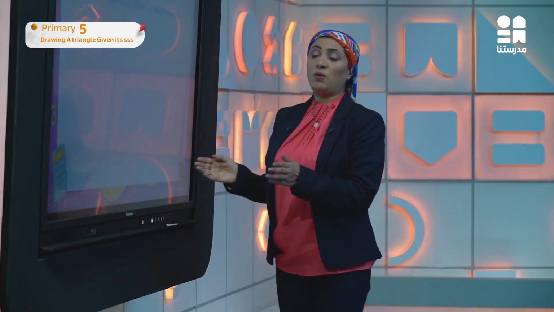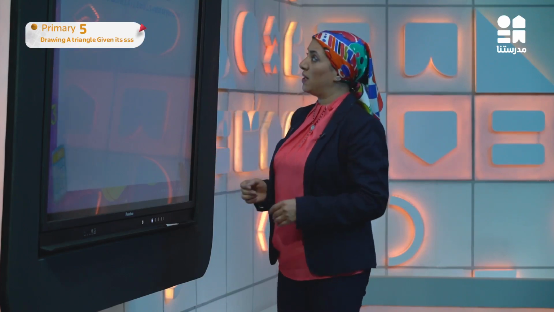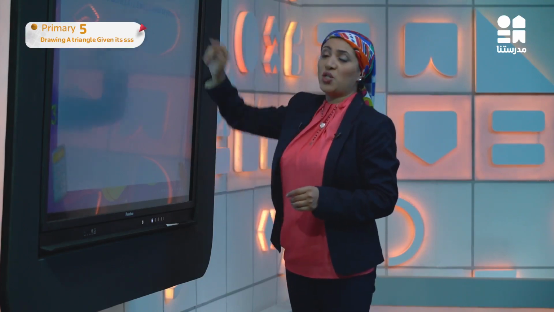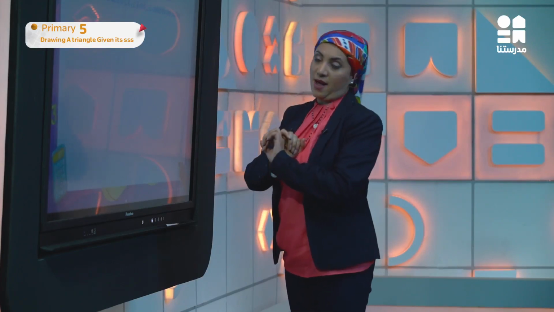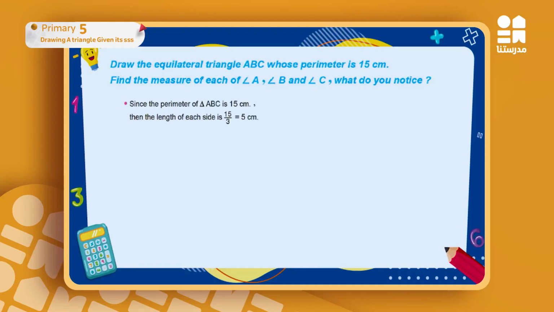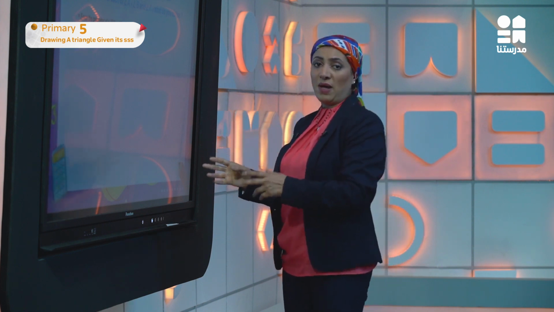So what I will do now to get the length of each side is take the perimeter, which is 15 centimeters, divided by the 3 sides that I have. So since the perimeter of this triangle is 15 centimeters and every triangle has 3 sides, the length of each side is going to be equal to 5 centimeters after I divide the 15 by 3. Okay, so I found the length of each side.